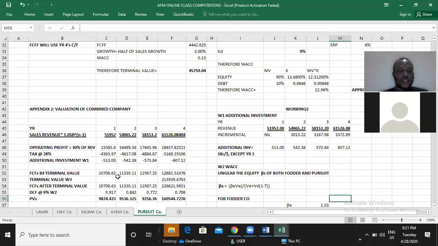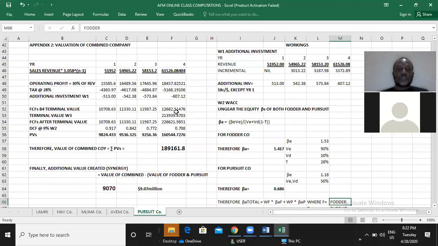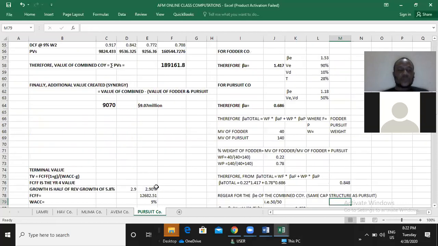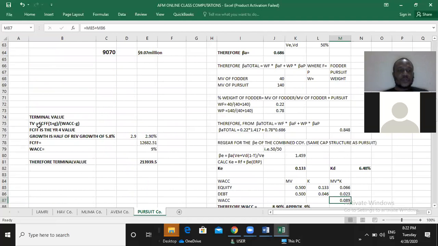And then we calculate our free cash flows. Then we can estimate our terminal value. Our terminal value, still using exactly the same terminology, we use the year 4 free cash flow. So the year 4 free cash flow, we use that to estimate our terminal value, plus the growth rate.